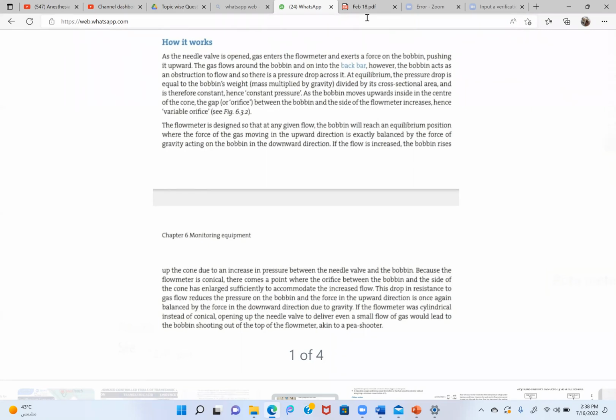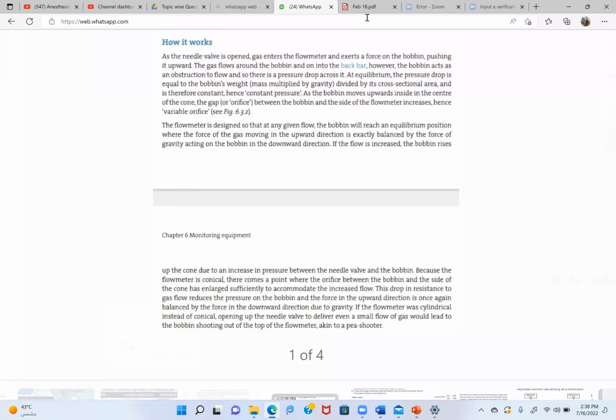Because the flow meter is conical, there comes a point where the orifice between the bobbin and the side of the cone has enlarged sufficiently to accommodate the increased flow. I'm sorry, I cannot explain it to you in a very nice way; I read about it many years ago. This drop in resistance to gas flow reduces the pressure on the bobbin, and the force in the upward direction is once again balanced by the force in the downward direction due to gravity.